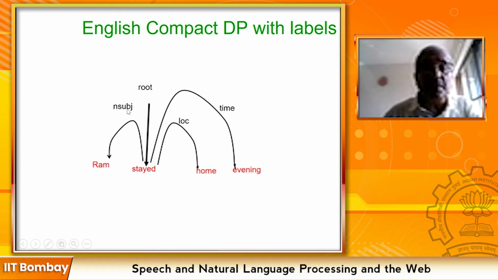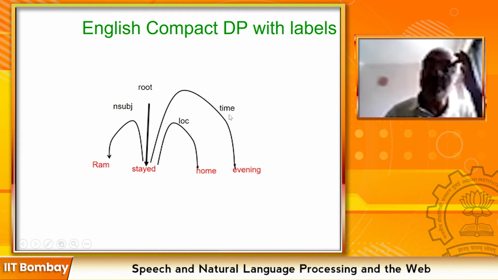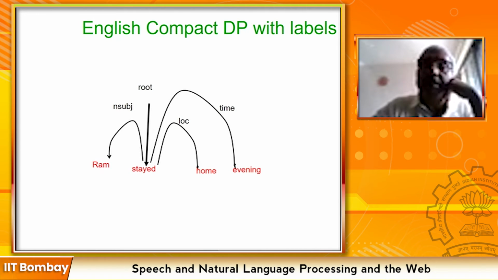Jyotsna, please write this point. nsubj would give rise to agent when it becomes a deeper representation towards meaning. So this graph, which is more compact, has fewer arcs. Such a graph is an example of what is called a semantic role labeled graph. Jyotsna, please add this. Semantic role labeled graph, because here the relations are capturing the exact semantics of the situation. So the person doing the staying is Ram, agent. And where is he staying? At home, location information. When is he staying at home? Evening, time information. So you see, these are much more informative relationships. That's why they are called semantic roles.